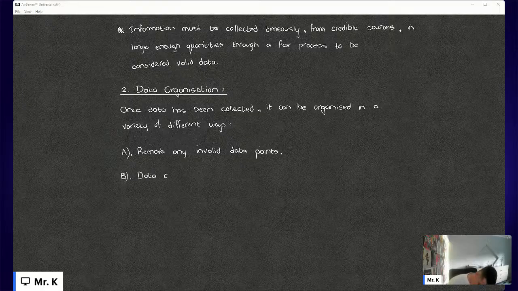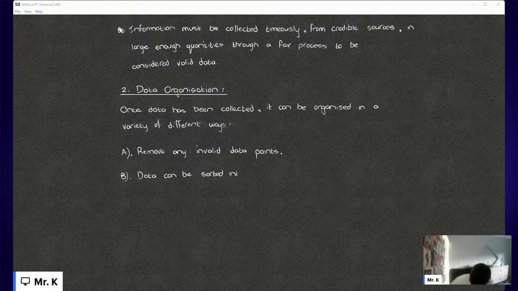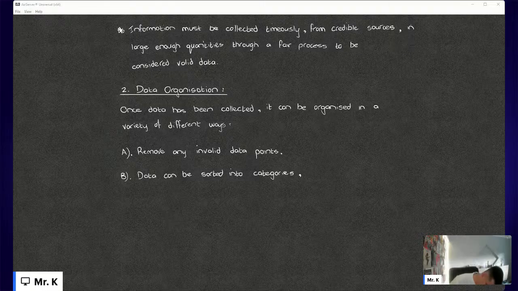Then, data can be sorted into categories, right? Categories, groups, orders, or styles.